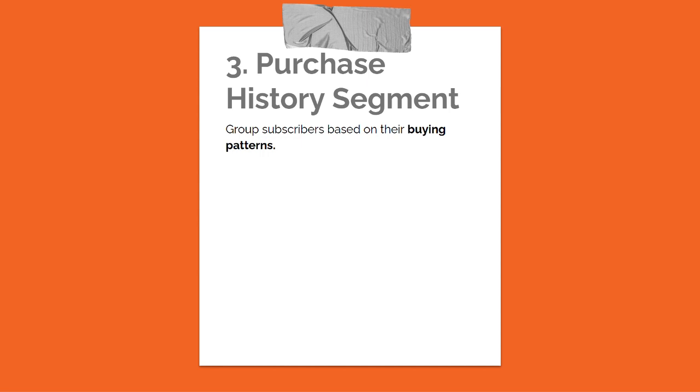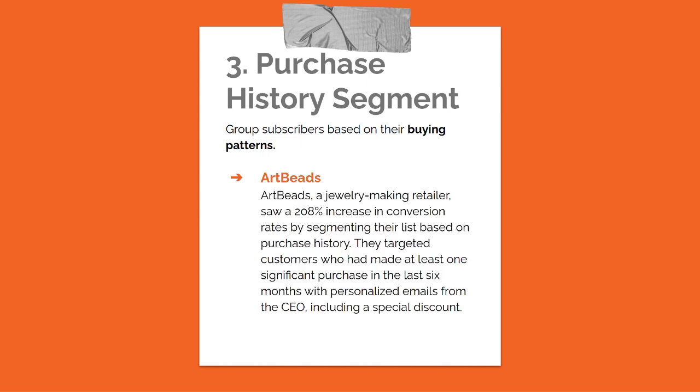Third is purchase history segment. And this is a group of subscribers based on their buying patterns. Heartbeat is a perfect example. Heartbeat is a jewelry making retailer which saw a 208% increase in conversion rates by segmenting their list based on purchase history. They targeted customers who had made at least one significant purchase in the last 6 months with personalized emails from the CEO. And these personalized emails included a special discount.